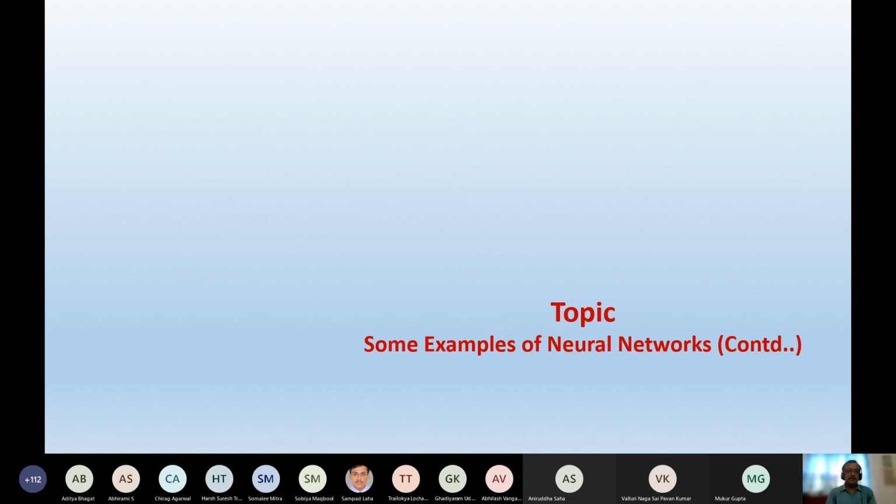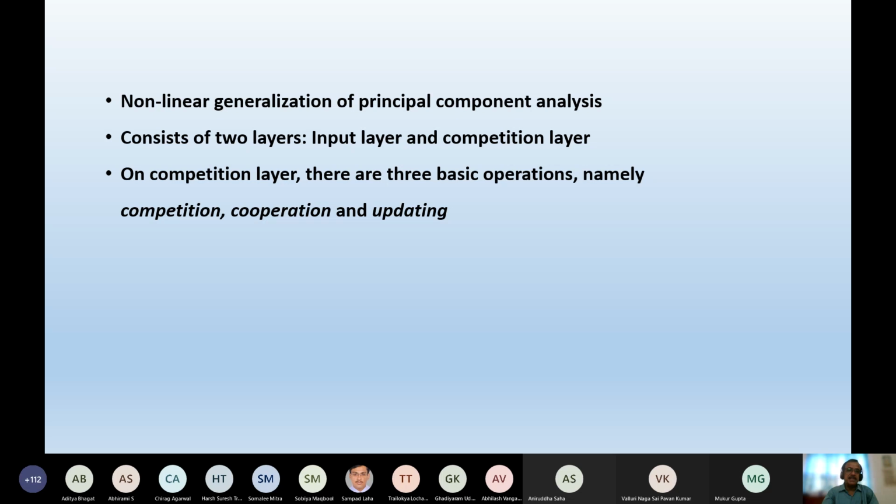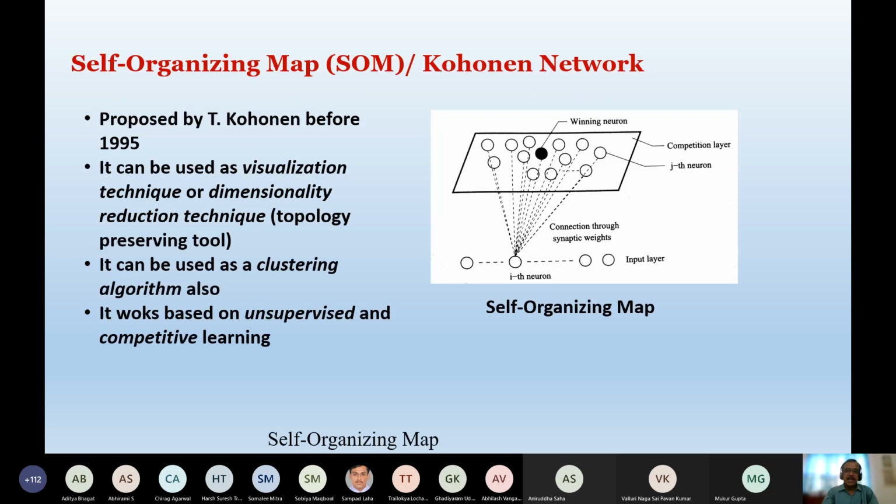Okay, let me start. The self-organizing map works based on the principle of competitive learning, and that is unsupervised learning. Now, once again, come back to this particular figure. As I told you, there are two layers: the input layer and the competition layer.